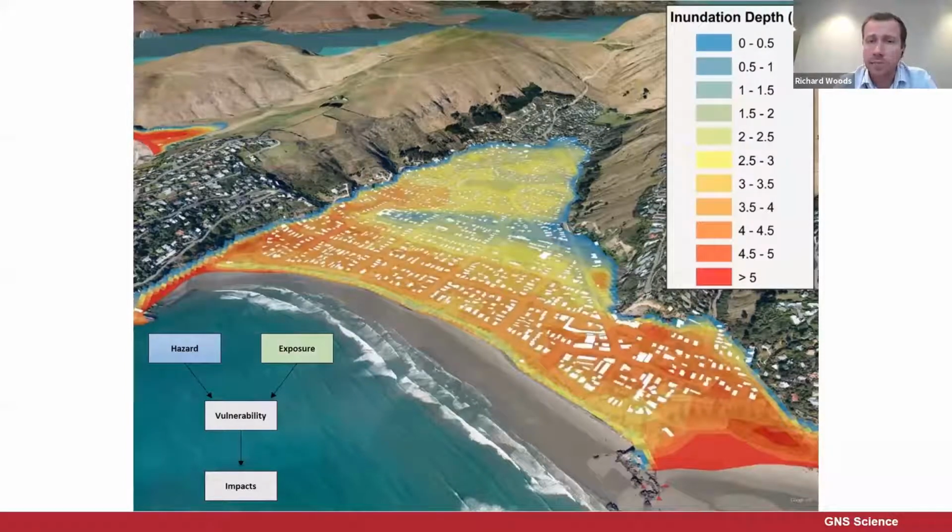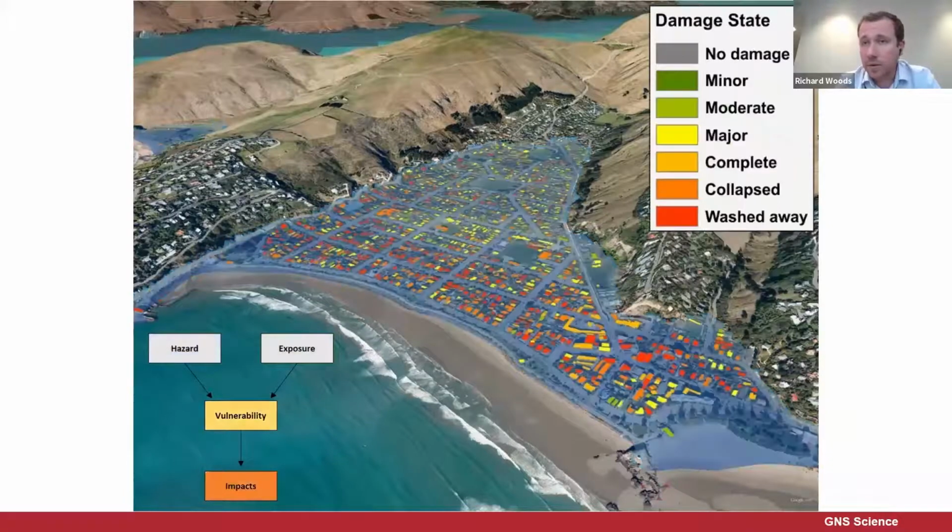We can then add the exposure layer, so we understand the spatial distribution, in this case, of the buildings that are affected by that tsunami. And then using that science, we can then ascertain for each building what the damage state might be. So those represented in green are minor damage, right up to those represented in red are washed away. And this is just an indicative example that we've developed.